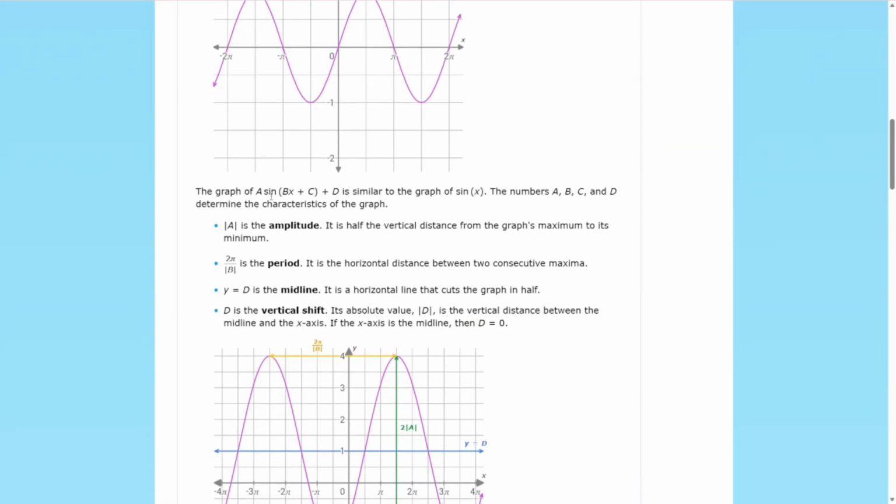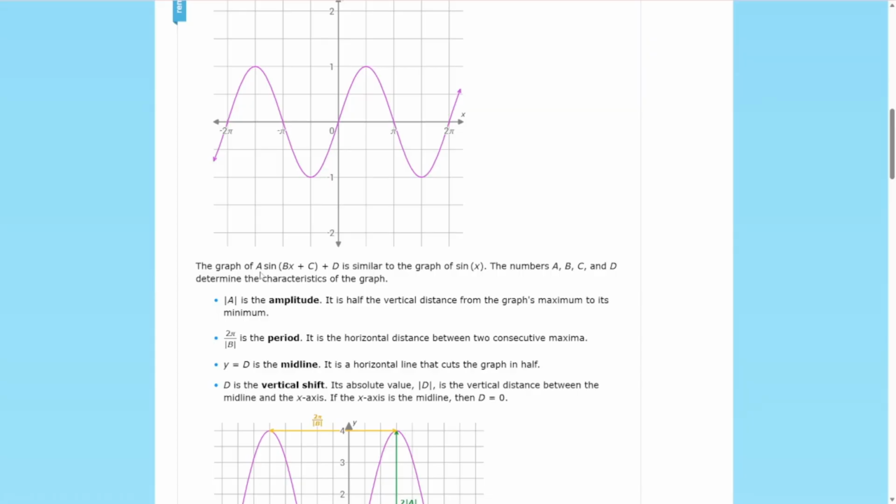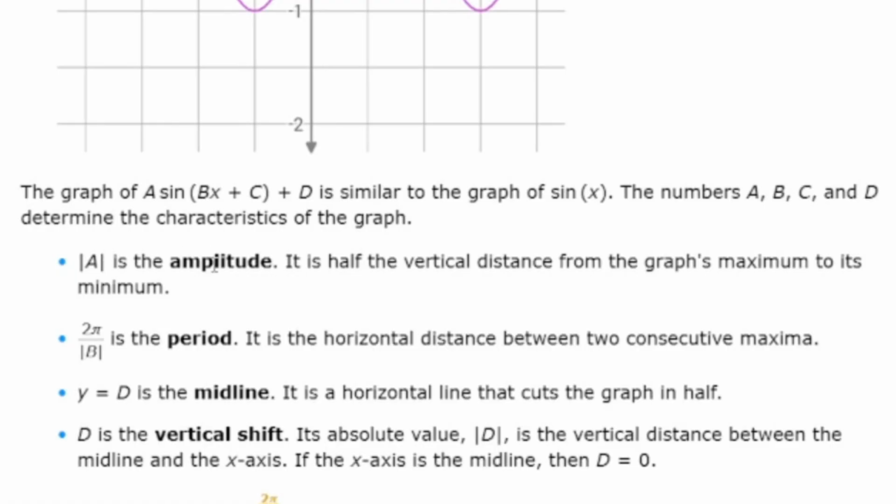So, before we get into any equations, let's just review. Numbers A, B, C, and D determine the characteristics of the graph. In other words, they have to mean something. A is the amplitude. Pretty simple. It's easy to memorize because A, amplitude.